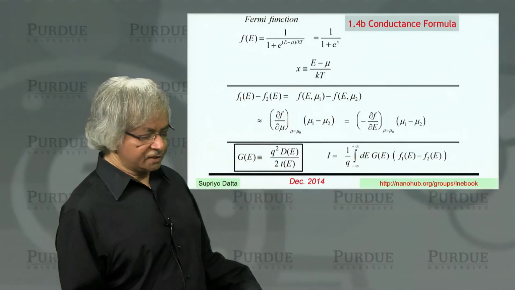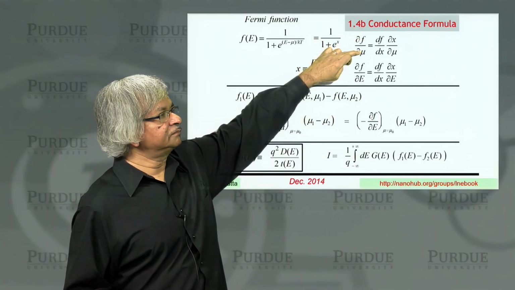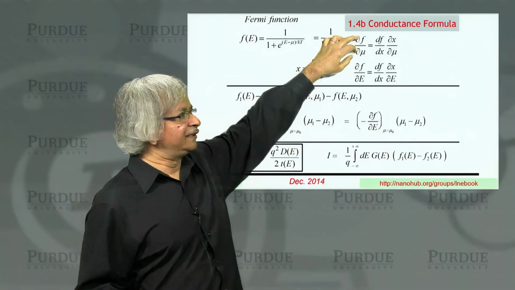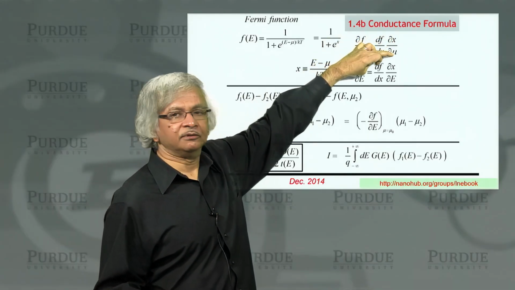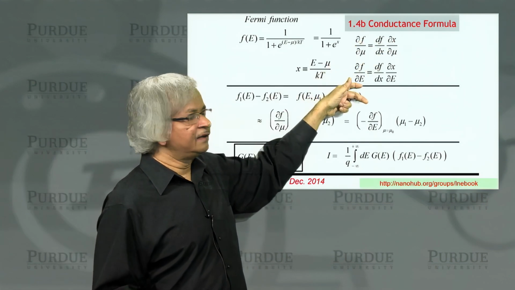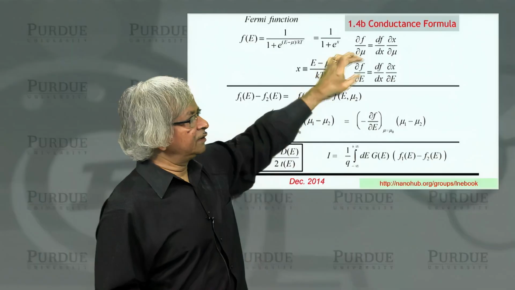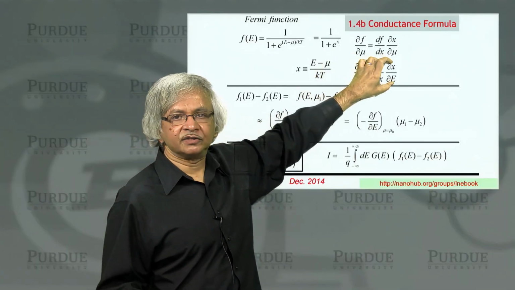Now, what is the partial of F with respect to mu? Well, you could use the chain rule. That's equal to df dx times the partial of x with respect to mu. Similarly, when you look at the partial of F with respect to E, again using the chain rule, the first step is df dx, but then it's the partial of x with respect to E.